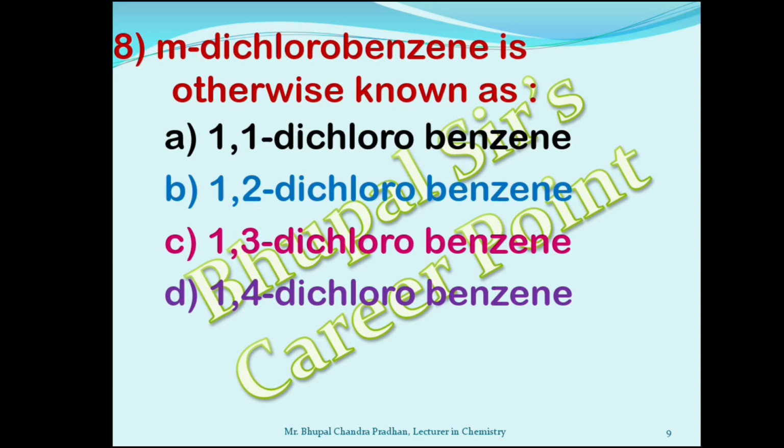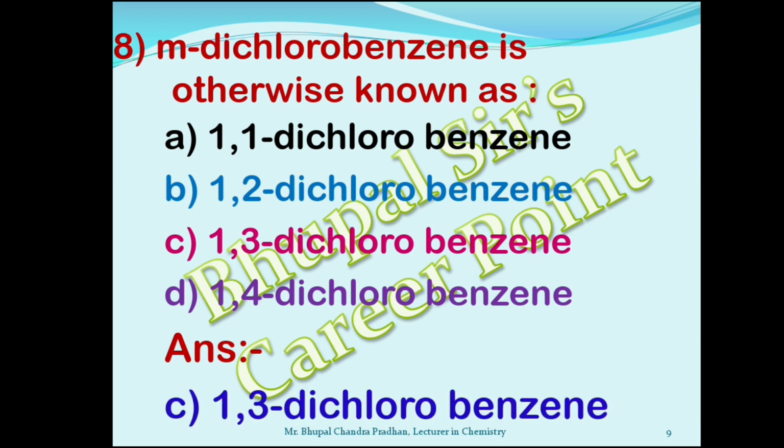Meta-dichlorobenzene. Whenever a substituent is attached to a benzene ring, three distinct positions occur. Two consecutive positions are ortho positions. The completely opposite carbon atom is the para position, and the remaining two are meta positions. So if two chlorine atoms are attached to the 1 and 3 positions, it is known as meta-dichlorobenzene. So the actual answer is option C, that is 1,3-dichlorobenzene is the correct answer.